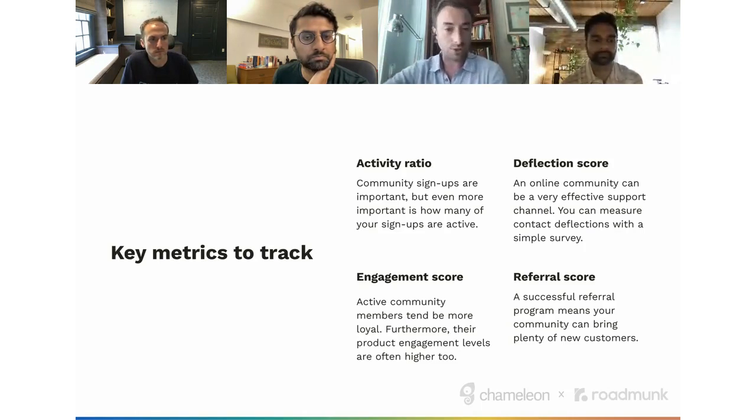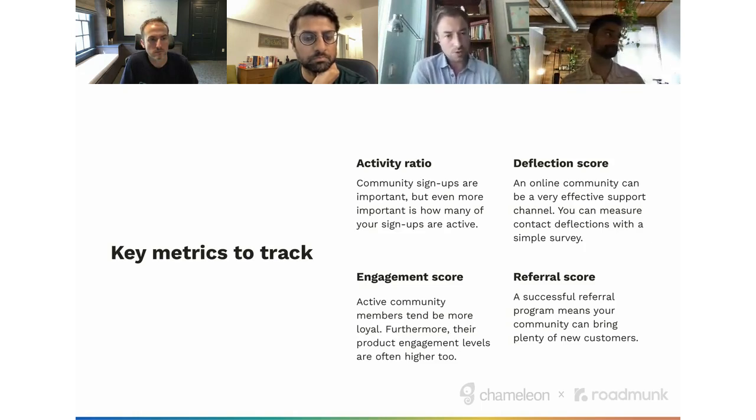Being able to track data is massively important. When we set up the community, one of the main things I wanted to do, and I spoke to the data team, was compare product usage for community members versus non-community members. So we built the infrastructure to be able to do that.